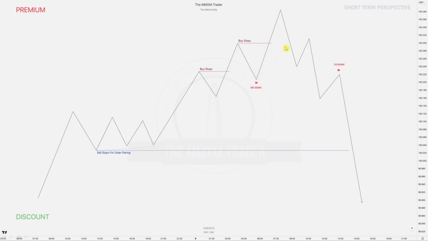So we're going up from this 8:30 news event, reversing down, taking all the buy stops, and then we're continuing our way down into the real area where we want to go, which is that liquidity pool of sell stops down here.